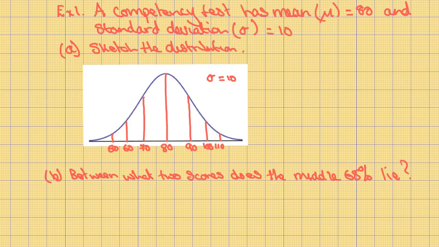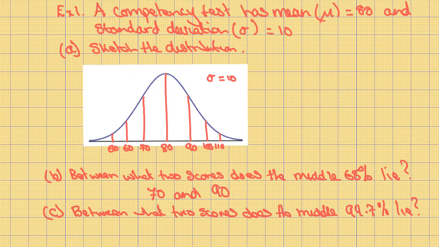B. Between what two scores does the middle 68% lie? Well, the middle 68% lies between -1 standard deviation and 1 standard deviation. So those two scores in this case are 70 and 90. So the middle 68% lie between 70 and 90.